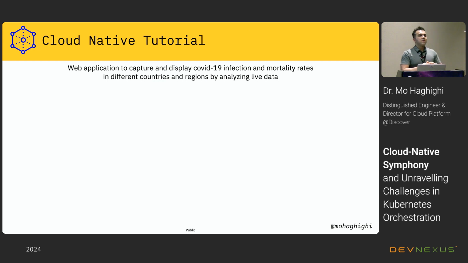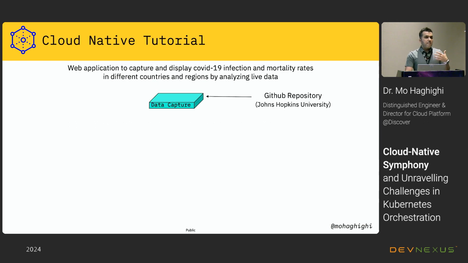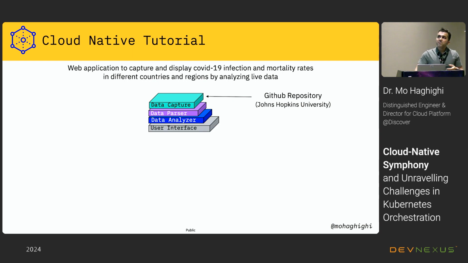So what I did was I built an application that captured data from Johns Hopkins University, a repo on GitHub. And then I parsed the data using another service and then tried to have that sort of analyzer. So it was capturing data, parsing data, and then analyzing data. And then obviously I needed an interface to request the information I needed. It was a fun application that I built in my free time working from home.